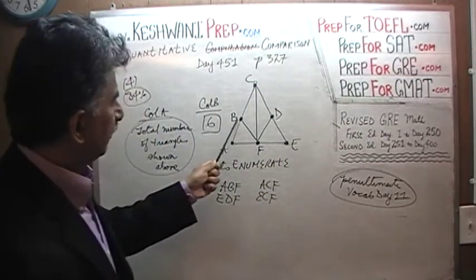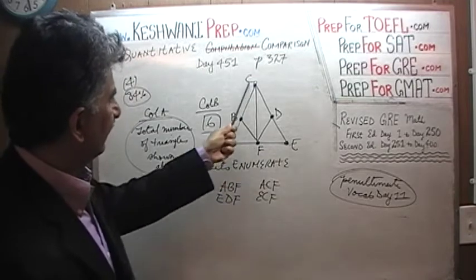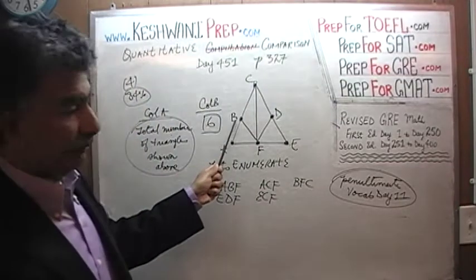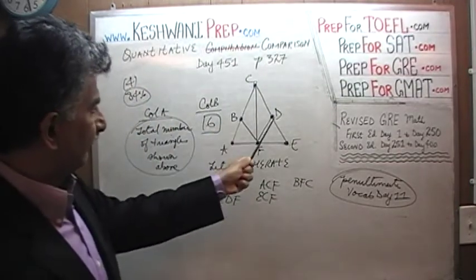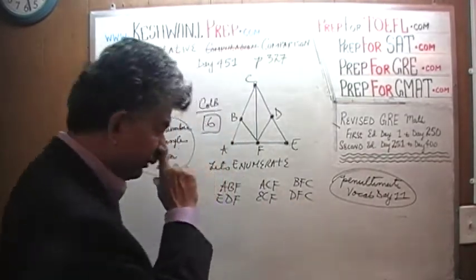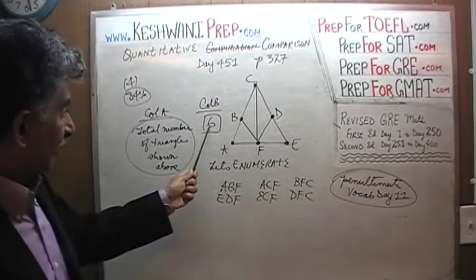There we go. B, F, C. And the mirror image of B, F, C is D, F, C. That's 6 so far, and that's what you have in the second column.